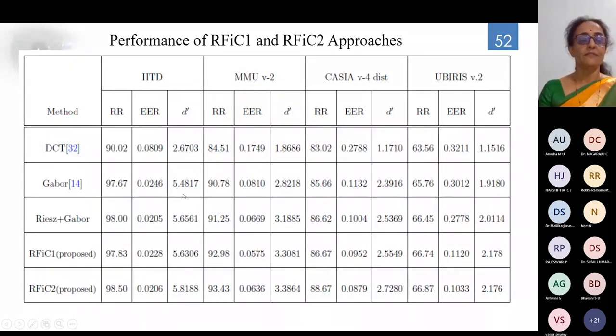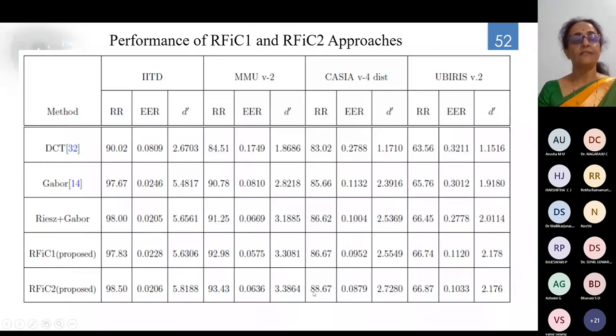And given the comparison with DCT also, this Gabor is the MASEK implementation. Anyway, these slides are with the organizers, you can find this paper there. And this one is tried with RISC plus Gabor, meaning 2 bits of Gabor and 2 bits of RISC. Not exactly fusion, but at the time of comparison, the iris code was constructed using 2 bits of Gabor and 2 bits of RISC. And this is RFIC1 proposed.